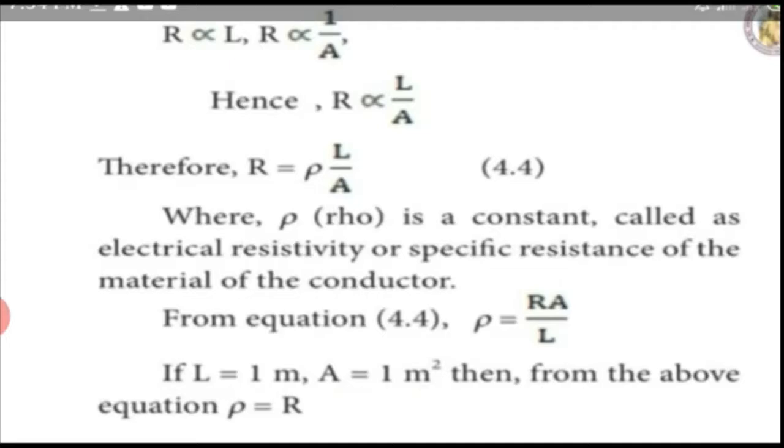Then rho is equal to R into A divided by L. We can substitute the values: length L is equal to 1 meter, and area of cross section A is equal to 1 meter square. Then from the above equation we get rho is equal to R.